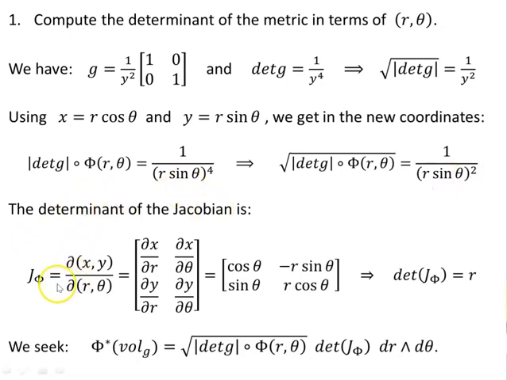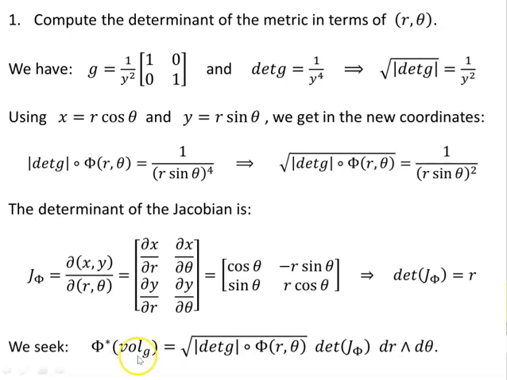And the determinant of the Jacobian here, well, the Jacobian is the partial of (x, y) with respect to (r, theta), so it's this matrix here. If we take the partial of x with respect to r, we get cos theta. The partial of x with respect to theta, we get minus r sine theta. The partial of y with respect to r, we get sine theta. And the partial of y with respect to theta, we get r cos theta. And so the determinant of this, if you work it out, is cos theta times r cos theta minus sine theta times minus r sine theta. So you're going to have r times cos squared theta plus sine squared theta, which is 1. So you just get r.